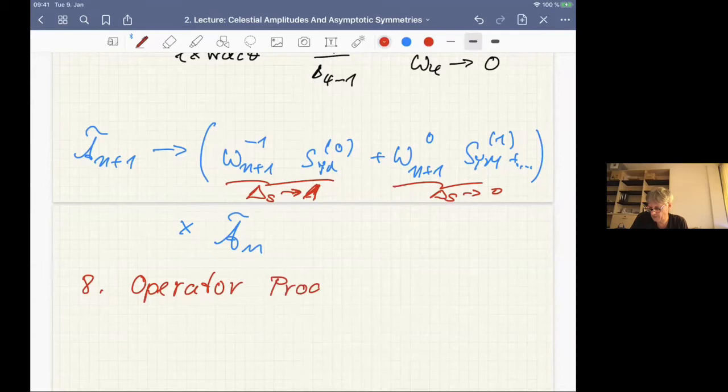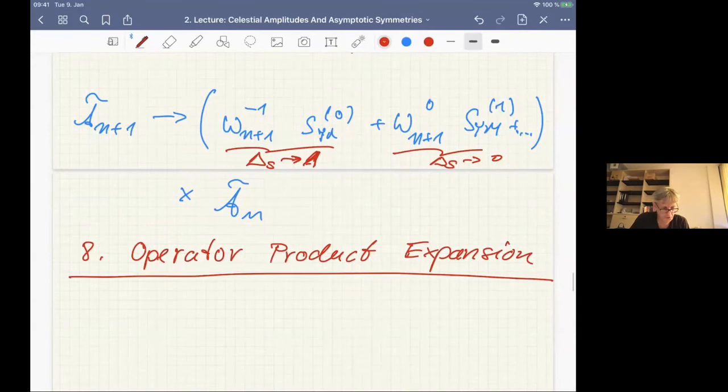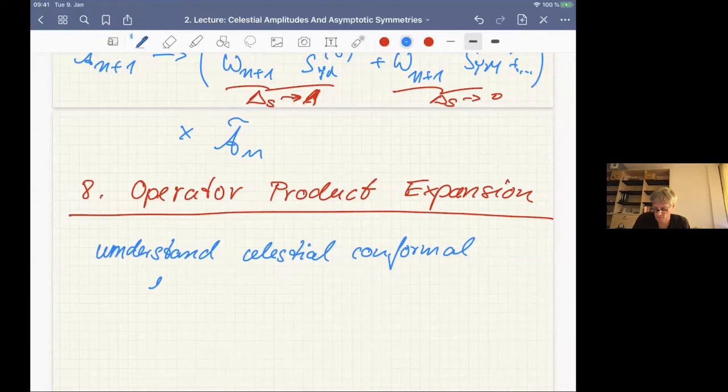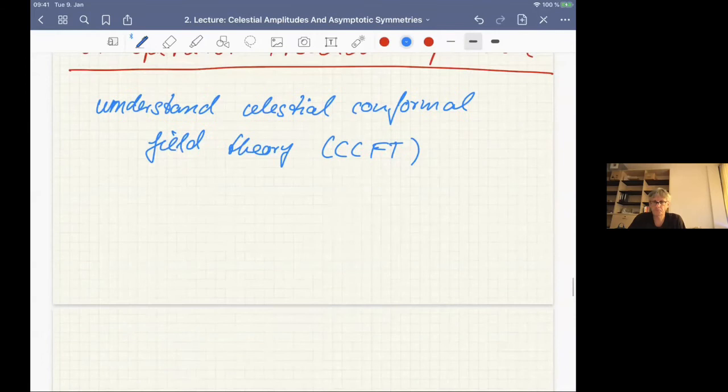And for that, of course, for any CFT, operator product expansions are very important. So let me briefly show you how you can extract operator product expansions, in order to understand the celestial conformal field theory. And indeed it's interesting because, like four-dimensional soft theorems play a role on the celestial sphere, there are also collinear limits in four-dimensional quantum field theory, and they also play a role on the celestial sphere, and these are actually exactly the operator products.